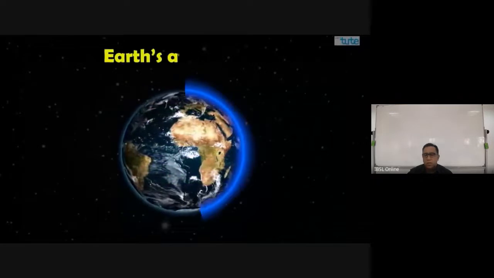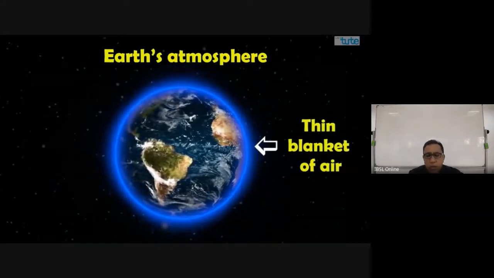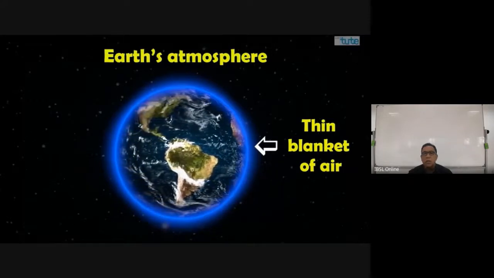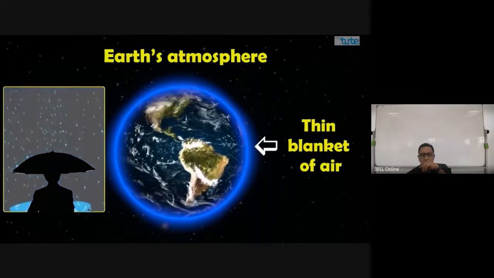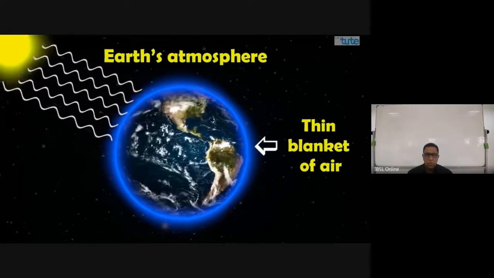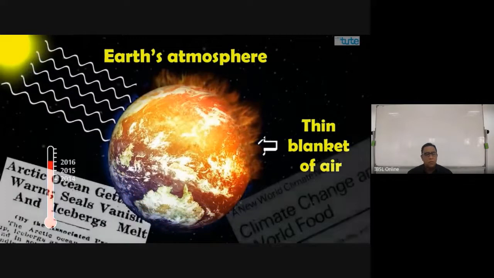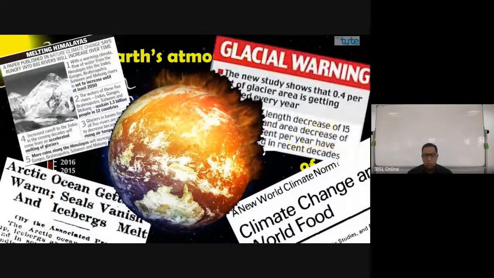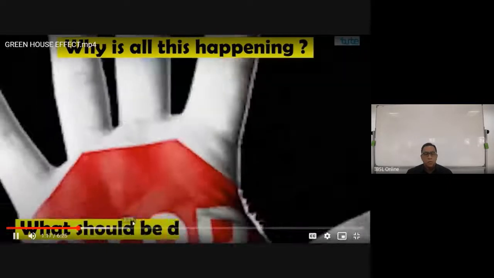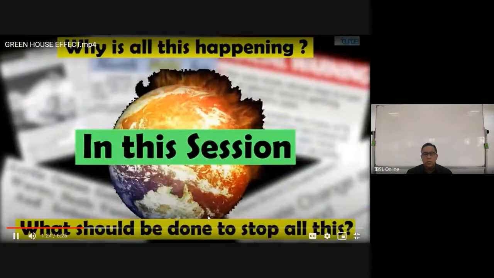It is the Earth's atmosphere, a thin blanket of air surrounding the Earth from all sides. This air is a mixture of many different gases. Just like an umbrella protects us from sun and rain, this thin layer of air protects Earth from the harmful radiations from the sun. But this stable temperature is rising every passing year. Oceans are getting warmer, significant shifts in the climate are seen, glaciers are melting. Why is all this happening? What should be done to stop all this? We'll find the answers to all these questions through this session.